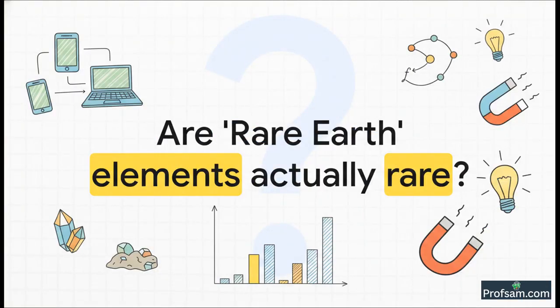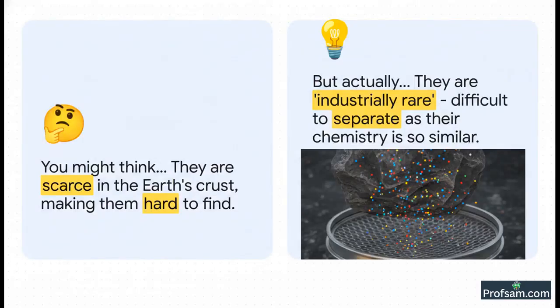And finally, let's tackle a really interesting question about the F-block elements. You've probably heard them called rare earth elements. Now, the name itself suggests they are very, very scarce, right? But is that actually true? So you might think they're rare because there just isn't much of them in the Earth's crust. But actually, that's not true at all. Many of them, for example cerium, are more abundant than common metals like copper or lead.